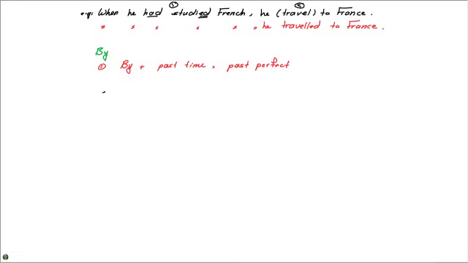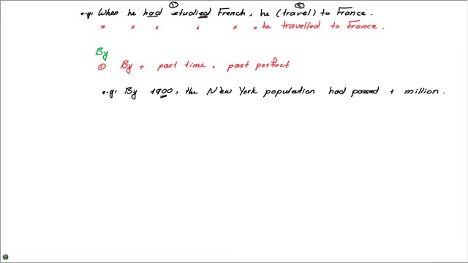For example, we say, the New York population had passed 1 million. Why? Because the time is 1900, a past time. The New York population had passed. We use past perfect.